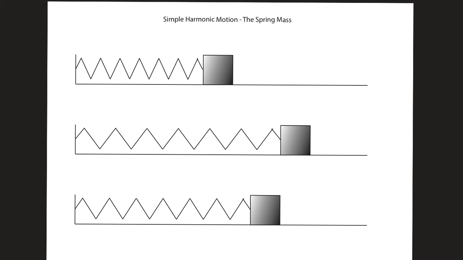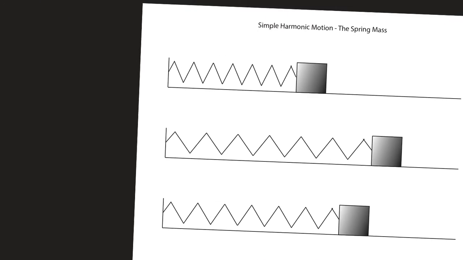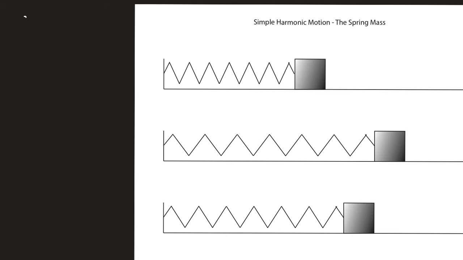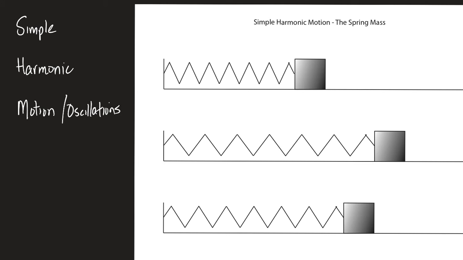Let me start by first telling you that we are studying simple harmonic motion. And each one of these words is kind of there for a reason. Whether I say simple harmonic motion or simple harmonic oscillations, I'm trying to say the same thing. So in that phrasing, each of these words actually has specific meaning.